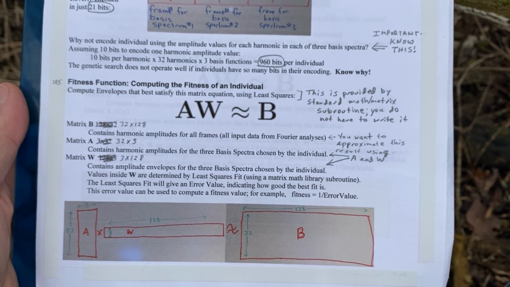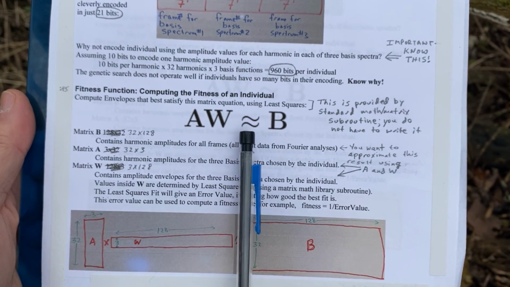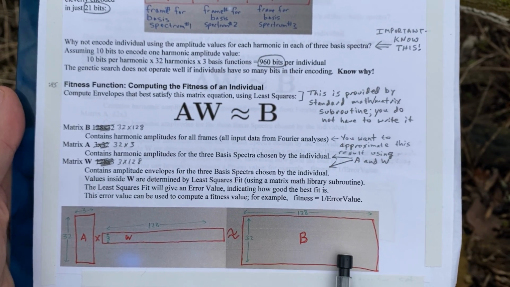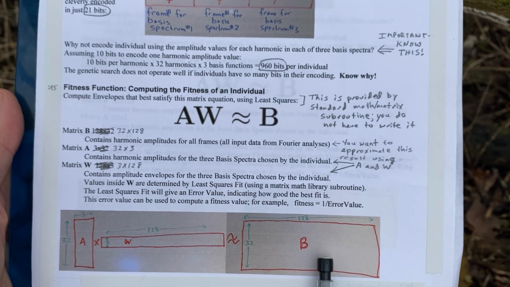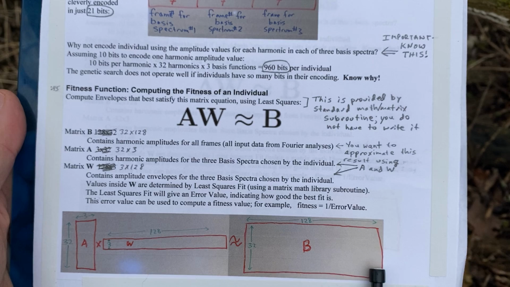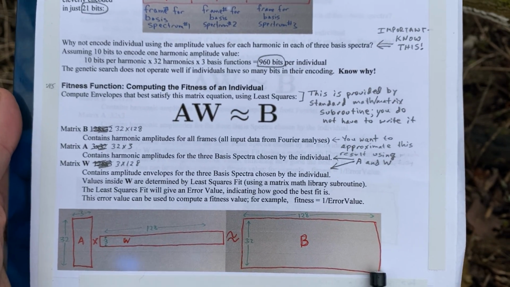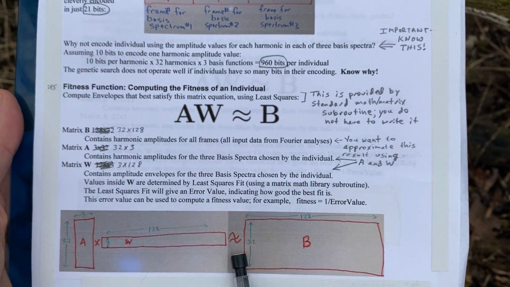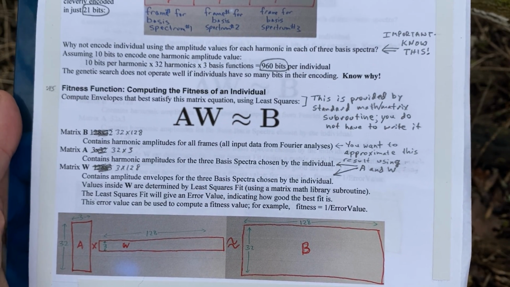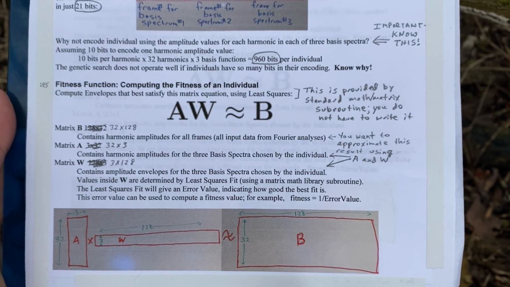And this is a matrix library. Let's talk about what AW approximates B means. Well, the B matrix in your fitness function, you're going to call a matrix subroutine, and you've got to set up these matrices. The B matrix that you're going to set up has all of your analysis data in it, okay? So you have 128 frames, and each one of them has 32 harmonics. So this is all of your analysis data, right? It's not the time domain samples, it's the spectra, but these are all the spectra that you analyzed.